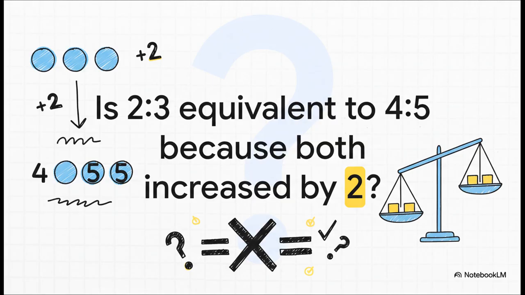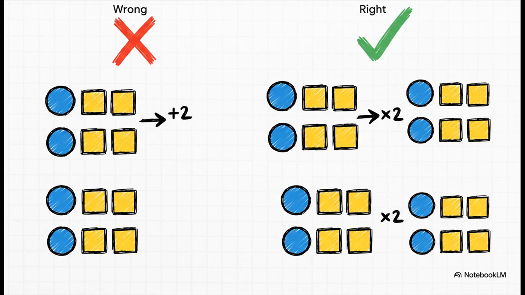Makes sense, right? But remember what we said at the very beginning about what a ratio actually is? And the answer is a big no. This goes right back to our core definition. Ratios are multiplicative, not additive. You have to multiply or divide both sides by the same number. To get from 2 to 4, you multiply by 2. So you have to do the same to the other side. 3 times 2 is 6. The correct equivalent ratio is actually 4 to 6.